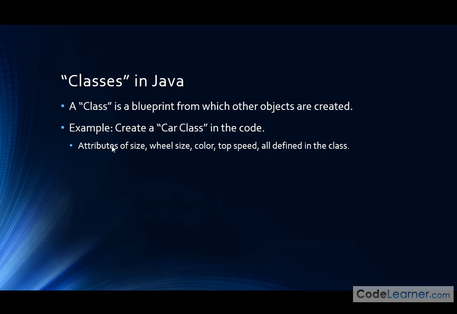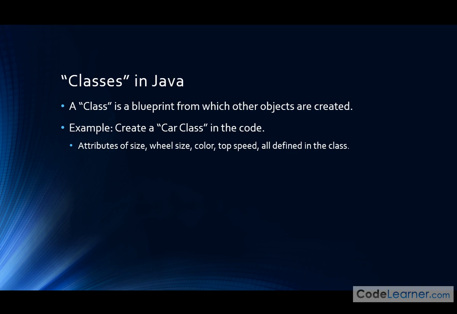So for instance, I could define a car class and say, okay, this car class is going to have a certain size, which might be a variable. We'll talk about those later. I may define the wheel size, the color, the speed of this car. I may have tons of other attributes, all defined with regard to this thing we're calling a car class, because car is like a general object.